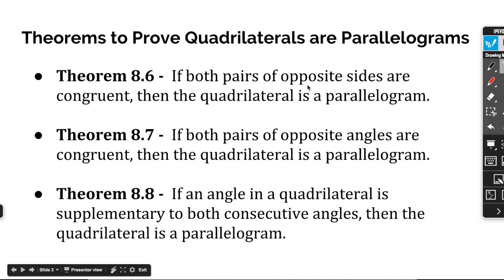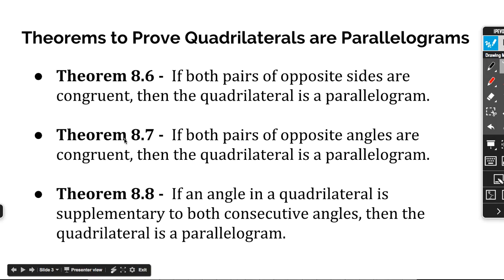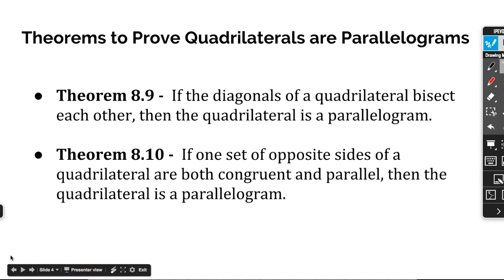So Theorem 8.6 is the converse of 8.2. So if both pairs of opposite sides are congruent, then that's going to make it a parallelogram. 8.7 corresponds to 8.3, so if opposite angles are congruent, the quadrilateral will be a parallelogram. 8.8 corresponds to 8.4, so if the consecutive angles on both sides are supplementary to an angle, then it will make it a parallelogram. 8.9 corresponds to Theorem 8.5, which says that diagonals bisect. So if your diagonals bisect each other, then it's a parallelogram.